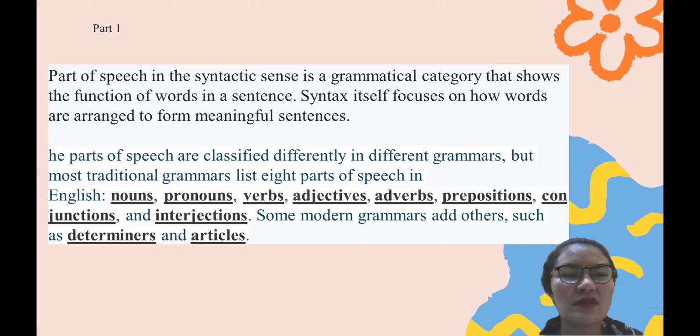Parts of speech are classified differently in different grammars, but most traditional grammars list 8 parts of speech in English. There are nouns, pronouns, verbs, adjectives, adverbs, prepositions, conjunctions, and interjections. But some modern grammars add others such as determiners and articles.